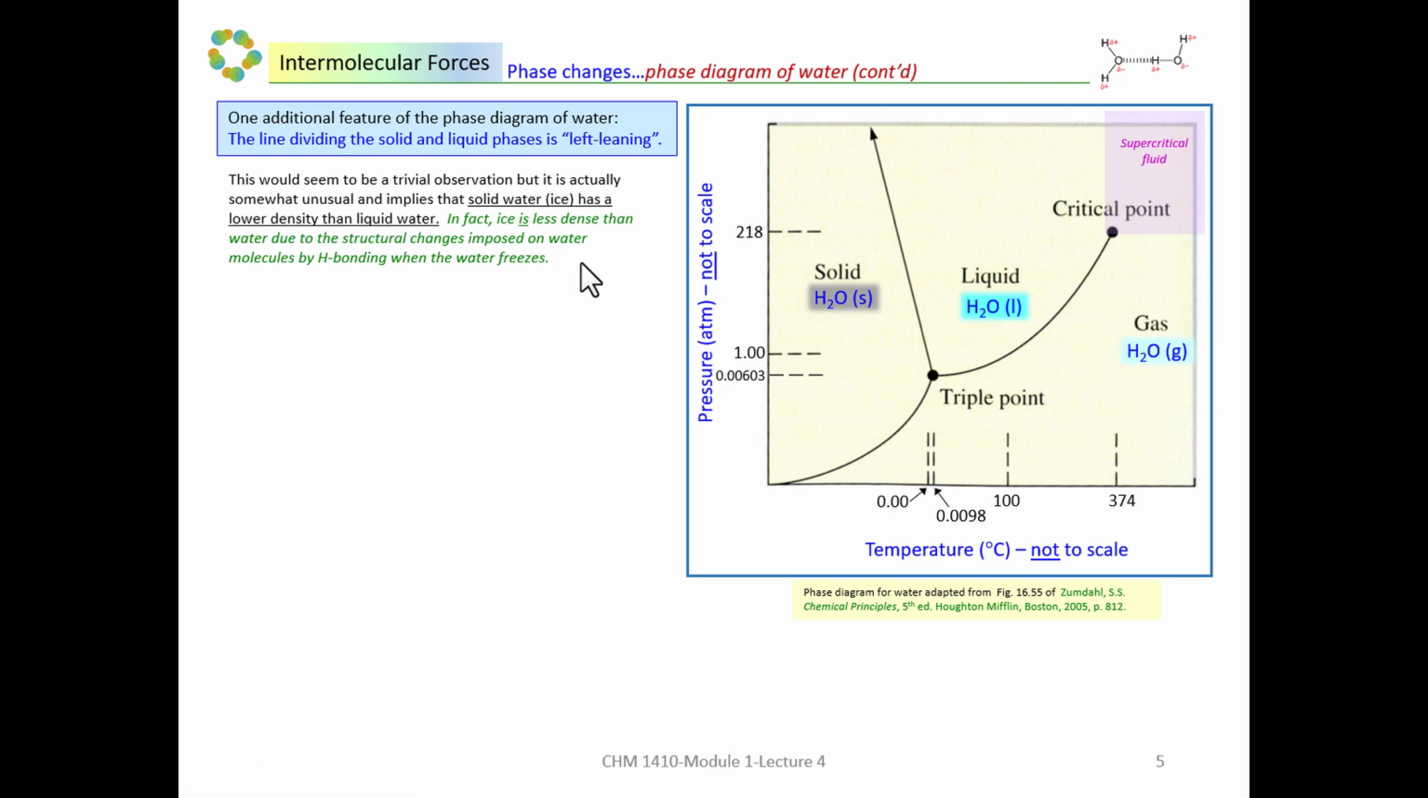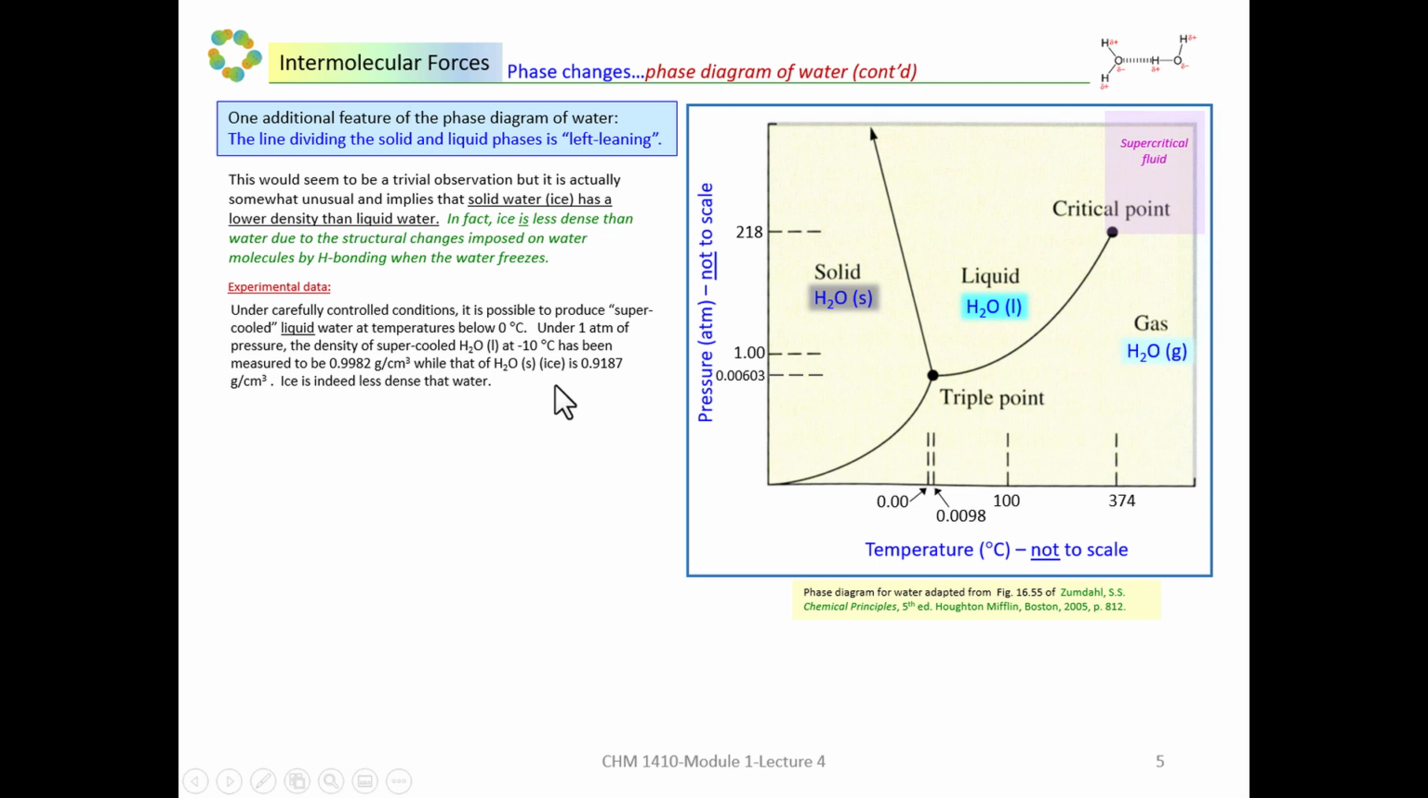Well, if we think for a minute, we remember that ice floats on water, and we mentioned before that ice is less dense than water because when water freezes, the presence of hydrogen bonding and the geometry imposed by these hydrogen bonds makes the structure of ice much more open than that of liquid water, and so ice is less dense than water. Let's look at some experimental data.